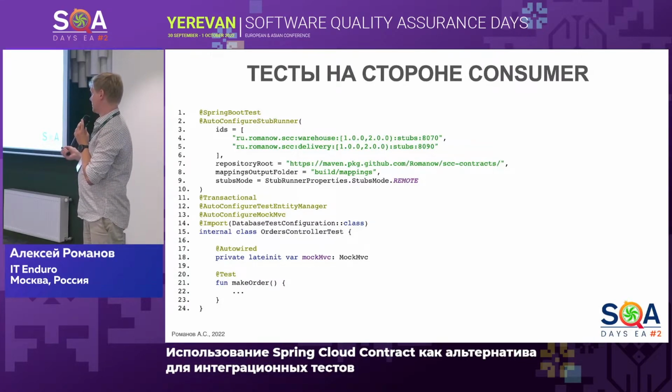The tests are done on the consumer side. This is, we have AutoConfigureStubRunner, which is the initializer of the process. Then we have SCC warehouse stubs and the port number, which is used to elevate it.